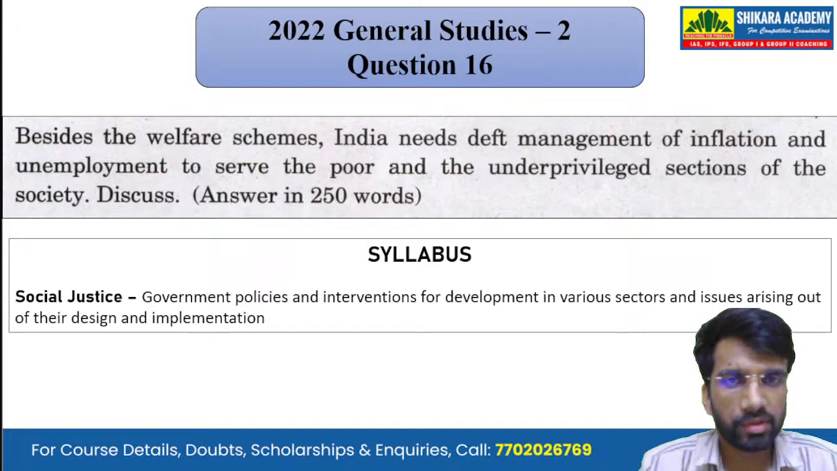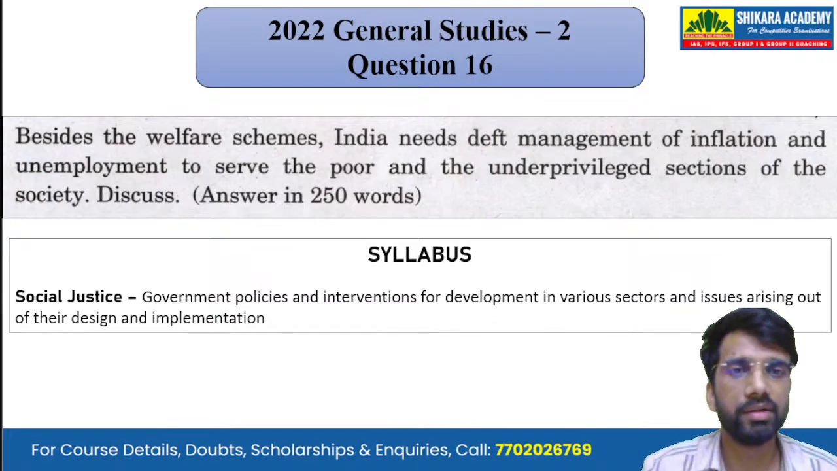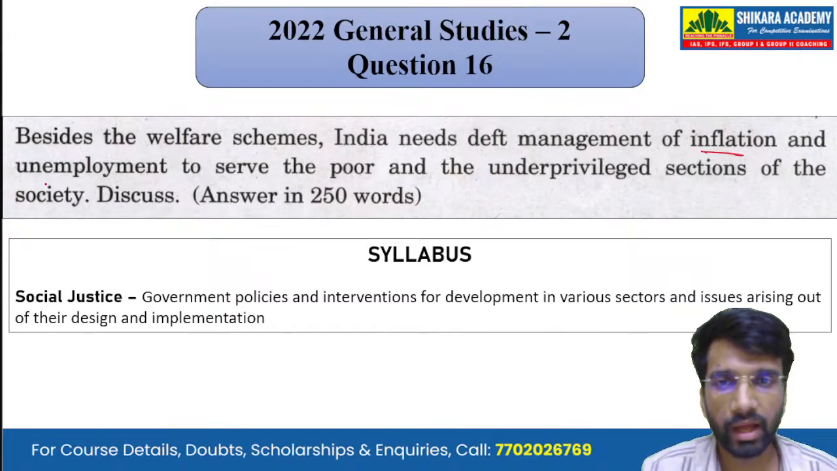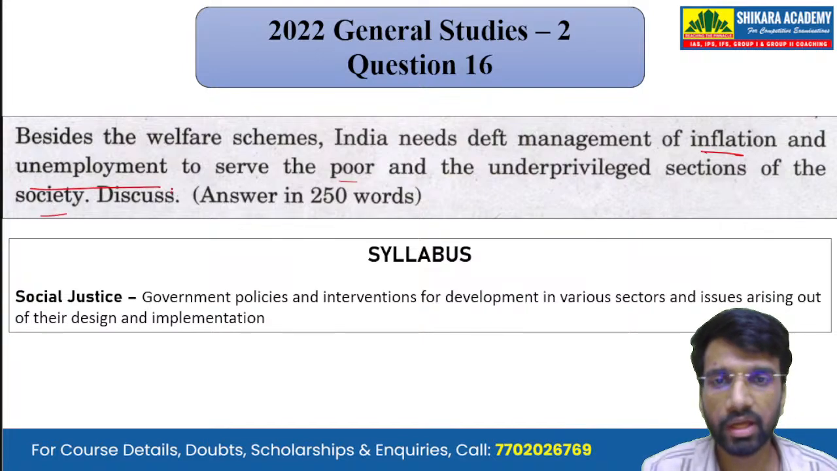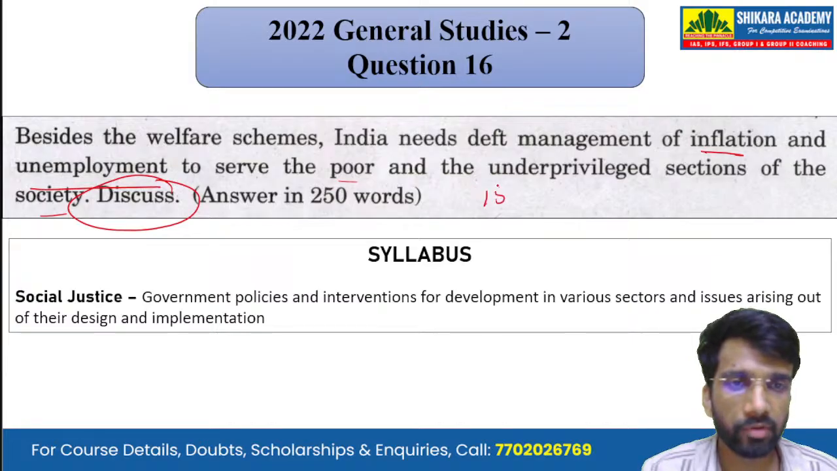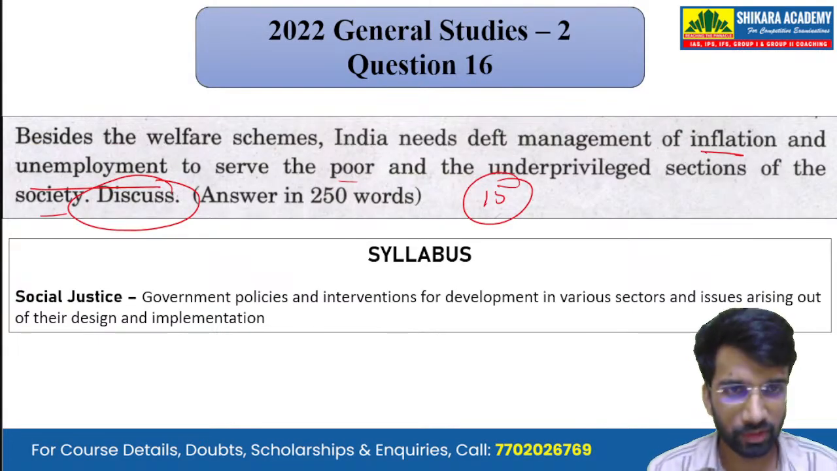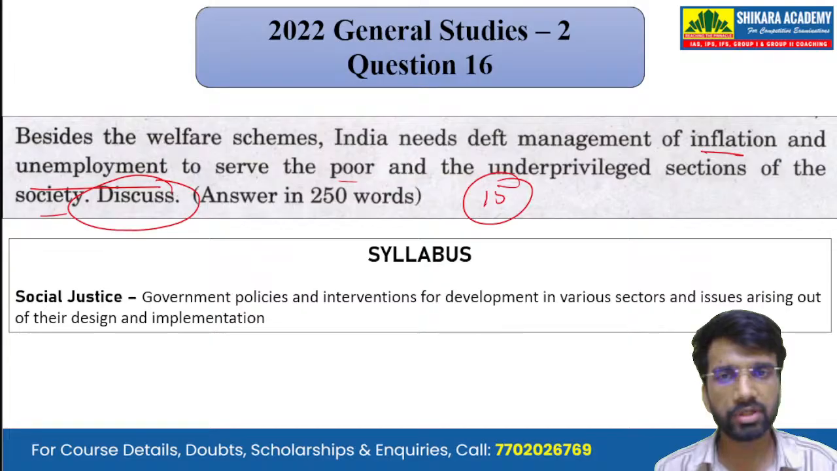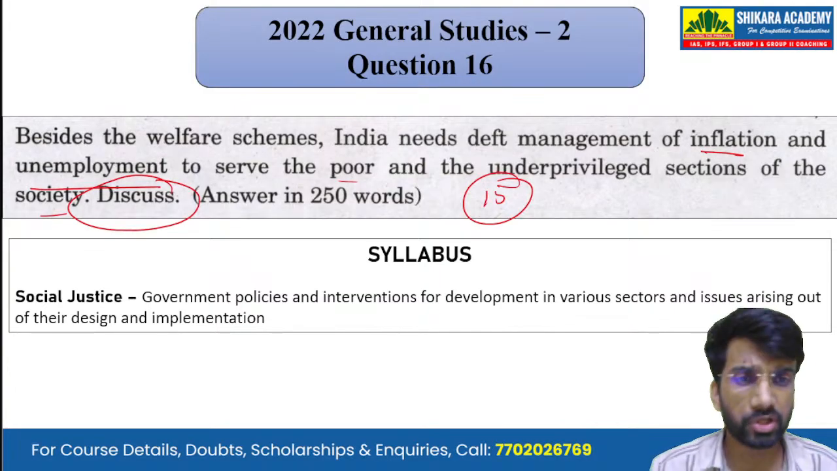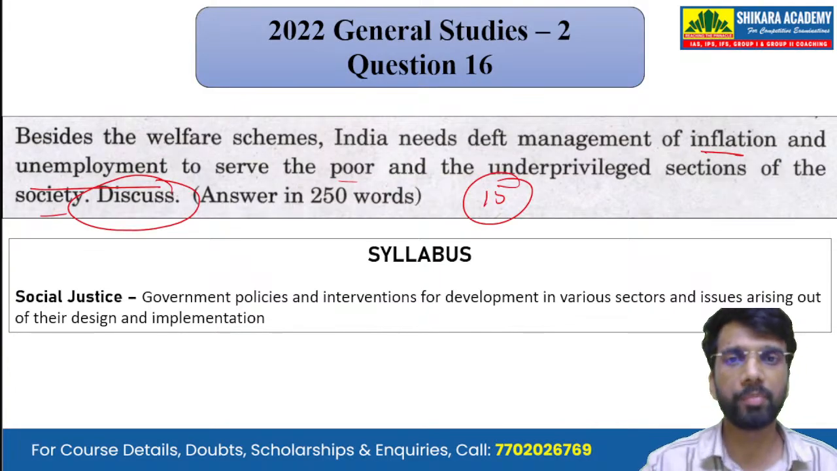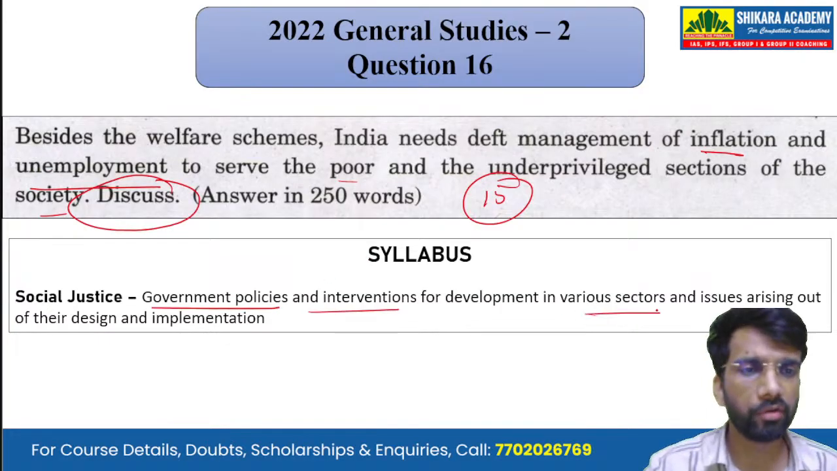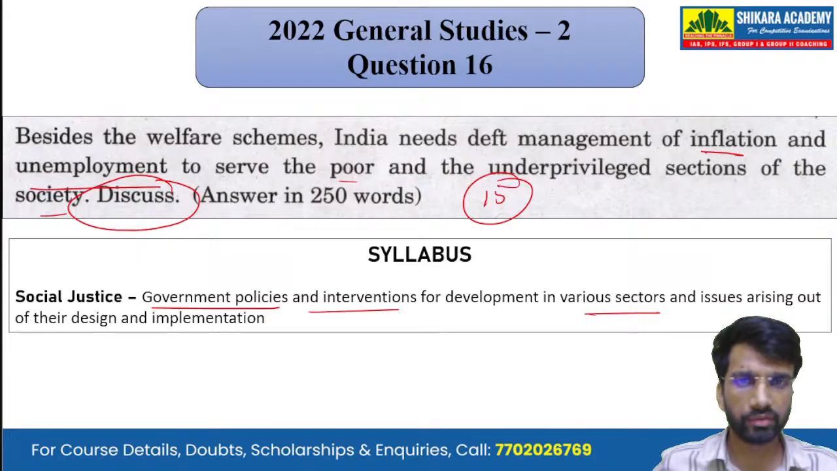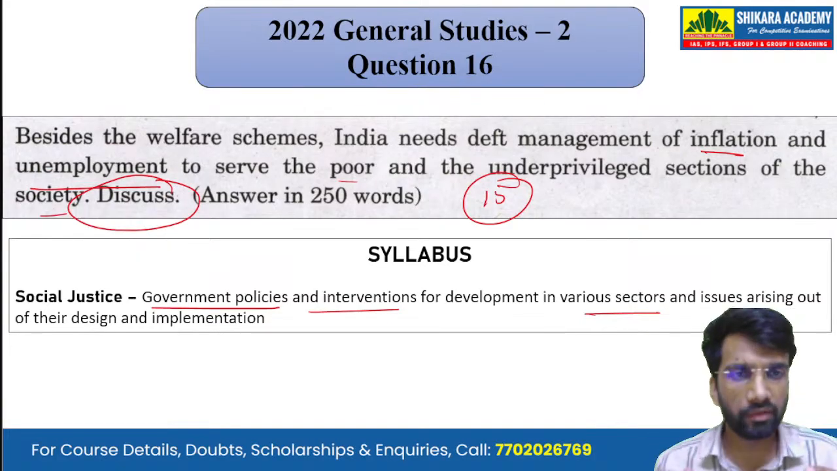Beside the welfare schemes, India needs deft management of inflation and unemployment to serve the poor and underprivileged sections of the society. Discuss. A 15-mark question that we have to answer in 250 words. Now, this particular question has been asked from the subject of social justice, and the topic is, broadly speaking, government policies and intervention for the development of various sectors and issues arising out of that. So now here we are given a statement and we need to discuss that particular statement.